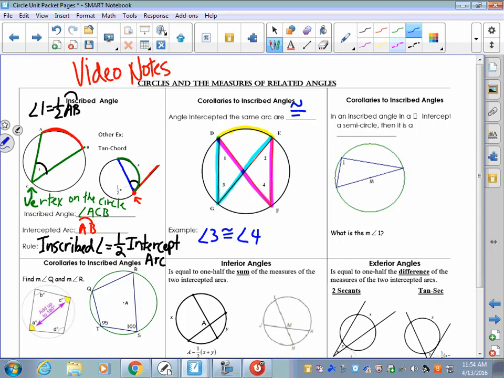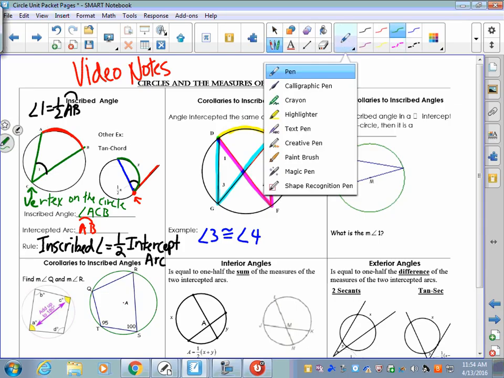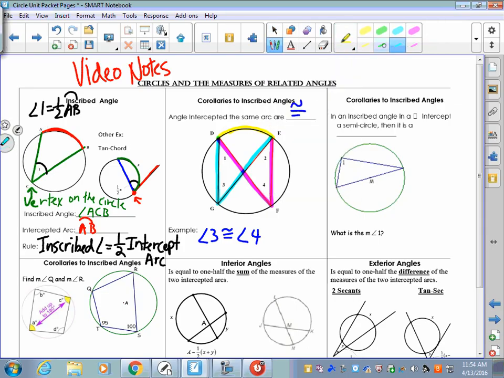See if you can figure out angle 2 and angle 1. Do they intercept the same arc? I'm going to go with a different color. Here's my angle 2. Where is its intercepted arc? That would be G to F. Does that have the same arc as angle 1? Yes. So I can also say that angle 1 is congruent to angle 2.